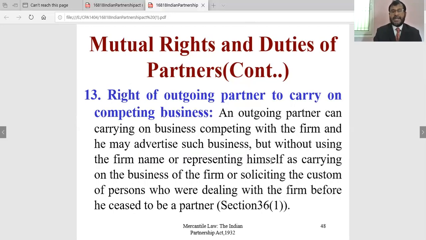Right of the outgoing partner to carry on the competing business. An outgoing partner can carry on a business competing with the firm, and he may advertise such a business, but without using the firm's name. He should not say that I was previously a partner of that firm, or this partner is a subsidiary of that firm, or we enjoy a buy-buy relationship. No such thing.